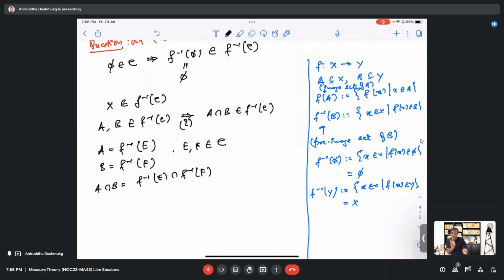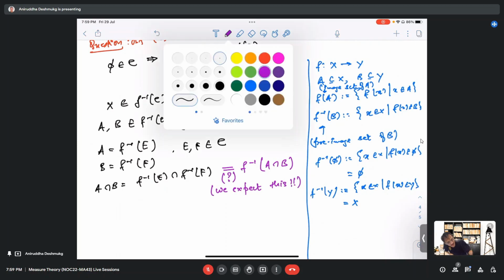Okay. So if you look at this expression, what thing comes to your mind naturally? What do you expect? Yes, tell me. Yes, sir, I'm trying to think. Okay, so tell me whether you expect this or not. Do you expect that this is equal to F inverse of E intersection F? Yes, sir. Okay, so this is what we expect, right? Yes, sir. Let us see whether our expectations are met.